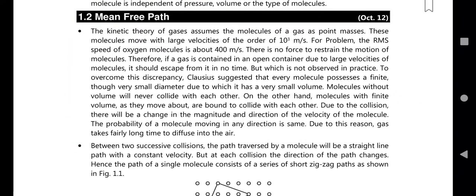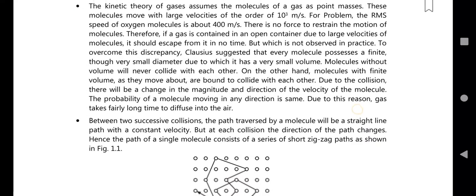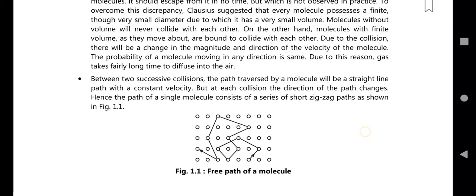Okay, next topic is mean free path. Between two successive collisions, the path traversed by a molecule will be a straight line, as we have seen in the last lecture. Between two successive collisions, molecules always travel in a straight line with constant or uniform velocity. But at each collision, the direction of the path changes.